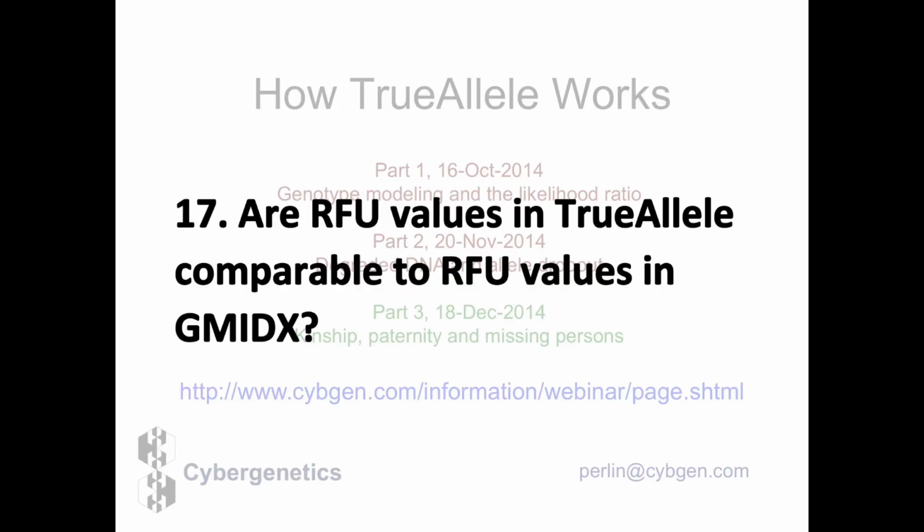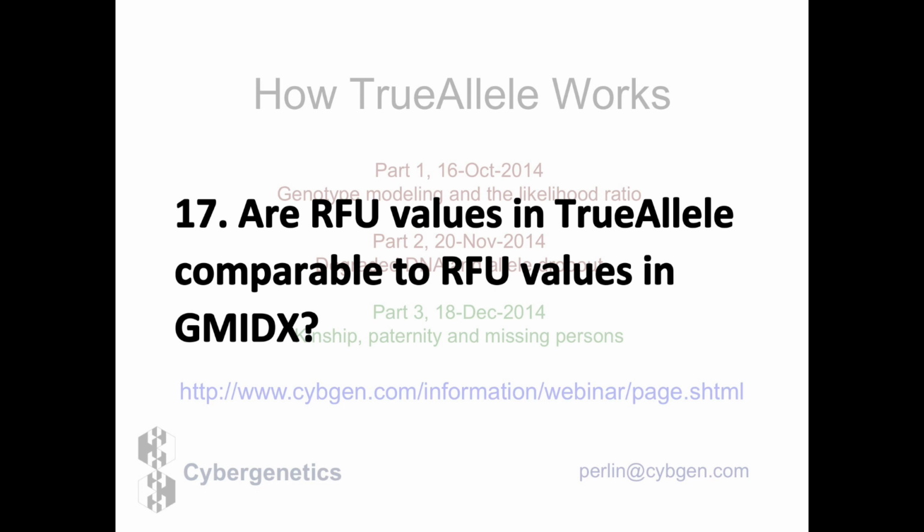The next question is, are RFU values in TrueAllele comparable to RFU values in GMIDX? The RFU values in TrueAllele are the RFU values that come from the .fsa files or from export files for GMIDX itself. So TrueAllele doesn't produce the RFU values, they're input that comes in. So since they're the same, I guess they are comparable.